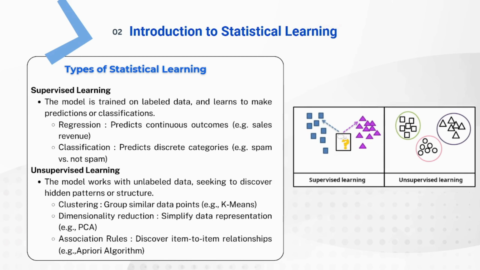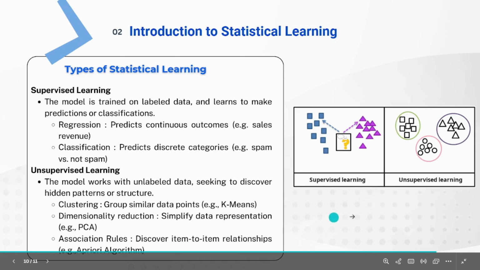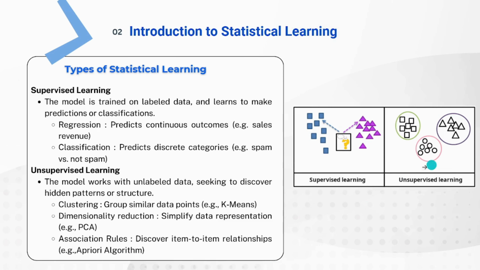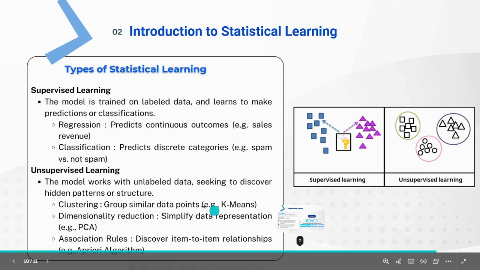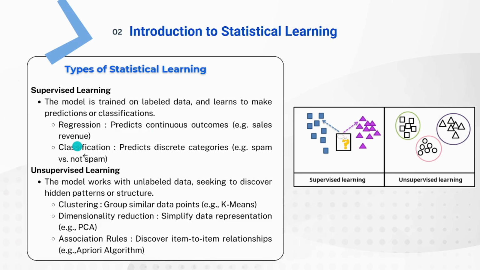Lastly, to deepen our knowledge, let's examine the two major types of statistical learning. We have supervised learning and unsupervised learning. The model in supervised learning is trained on labeled data and learns to make predictions or classifications. We have two groups, regression and classification. Regression is used to predict continuous outcomes. Classification is used to predict discrete categories.